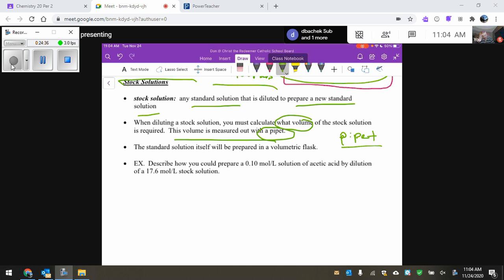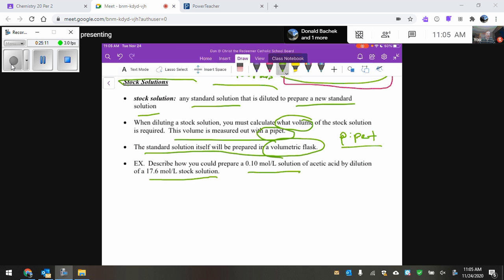Now, this question says: the standard solution will be prepared in a volumetric flask if we need to make something where we accurately know the concentration of it. We have to use a volumetric flask. There's no other option, because the volumetric flask measures out a specific volume as precisely as we can get it. Now it says, describe how you would prepare a 0.10 molar solution by the dilution of 17.6 molar solution. This is a pretty common type of problem.